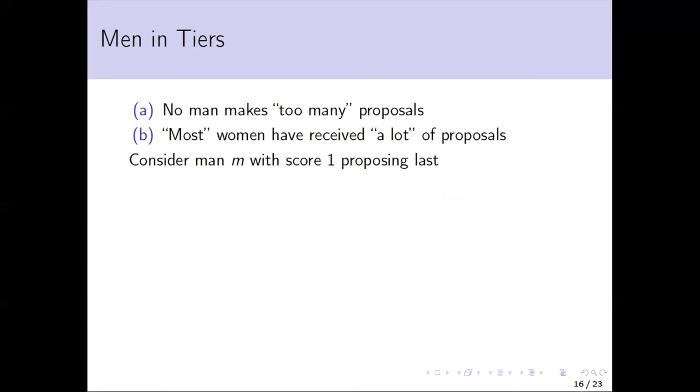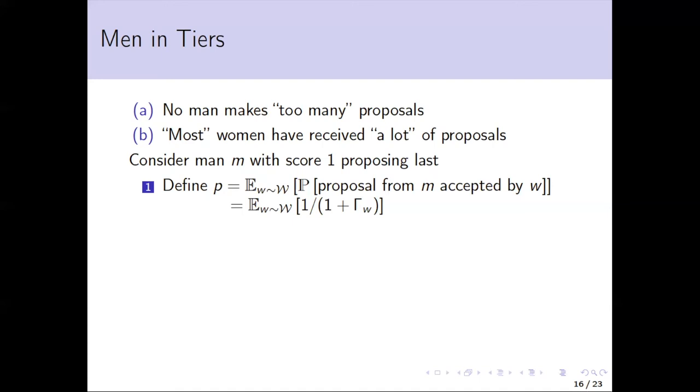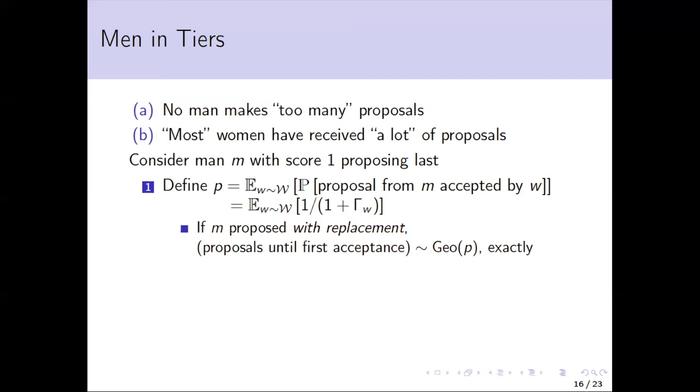With this lemma, let's consider a man M with a score, for example, 1, proposing last. Before he is about to propose, let's consider the process is already done, and define little p to be the probability that M samples a woman out of the entire population, proposes, and gets accepted. As we have mentioned earlier, this is just the expectation of 1/(1 plus gamma W), where W is drawn from the sampling distribution. Imagine M were to propose with replacement, meaning he will sample a woman and propose, maybe getting rejected, but sample independently a second woman. If this were the case, then the number of proposals until he got the first acceptance is exactly a geometric random variable with probability p.